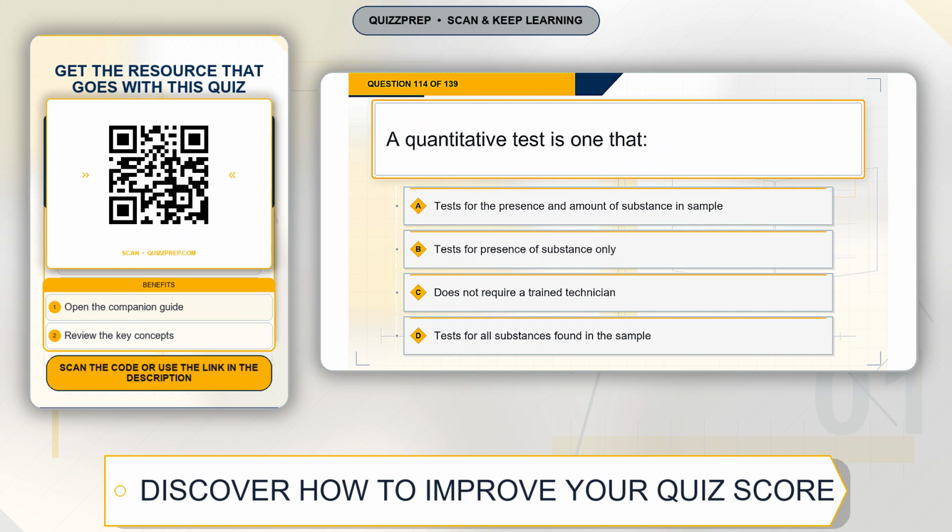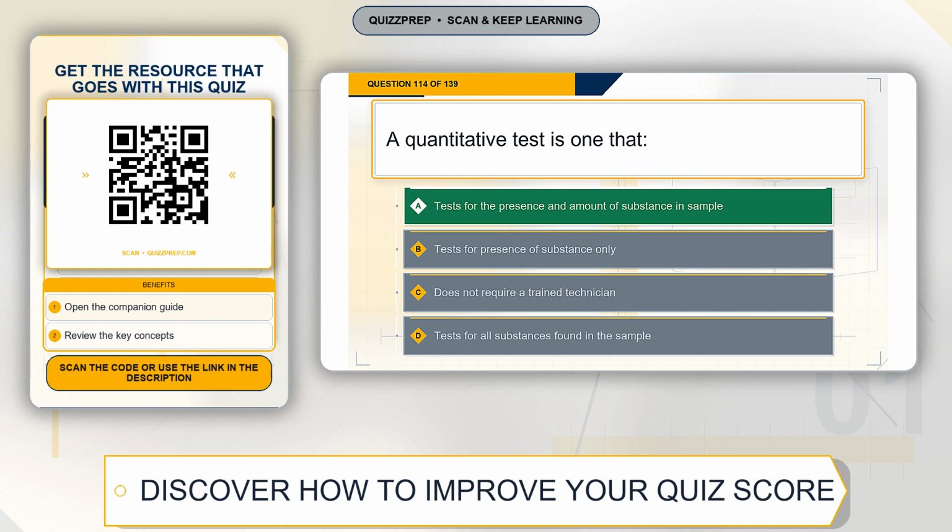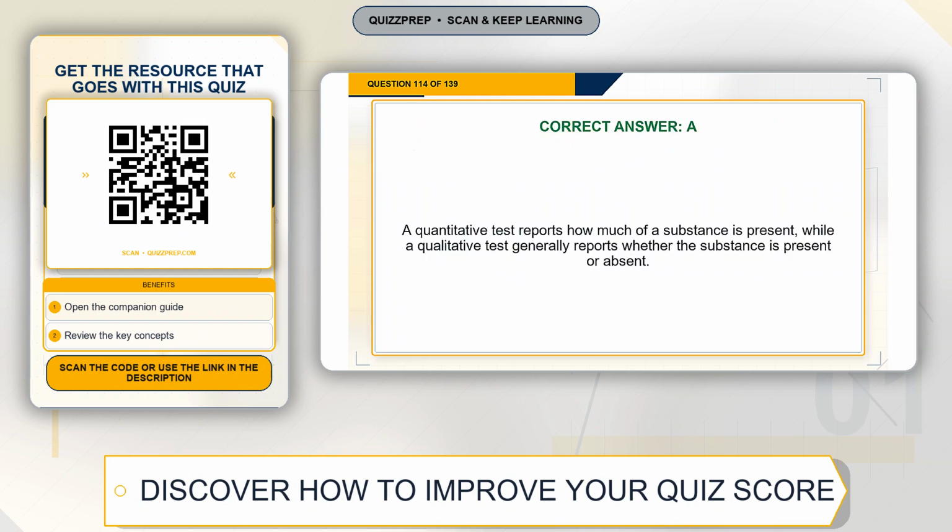Question 114. A quantitative test is one that Option A, tests for the presence and amount of substance in sample. Option B, tests for presence of substance only. Option C, does not require a trained technician. Option D, tests for all substances found in the sample. The correct answer is option A, tests for the presence and amount of substance in sample. Explanation. A quantitative test reports how much of a substance is present, while a qualitative test generally reports whether the substance is present or absent.